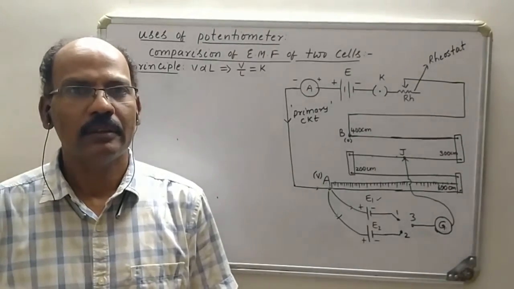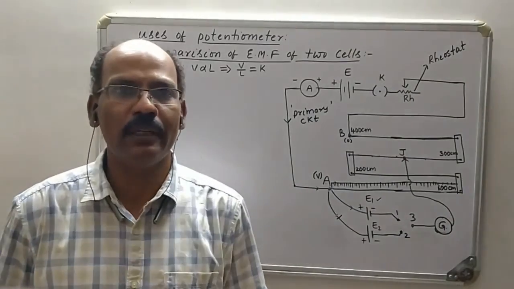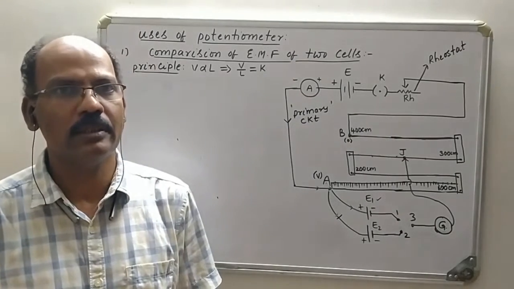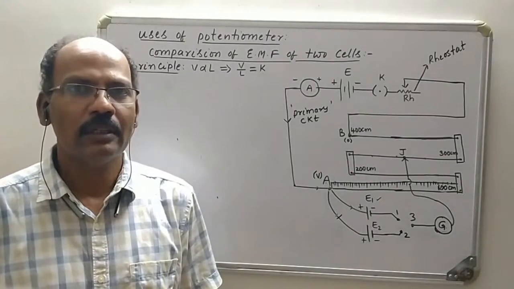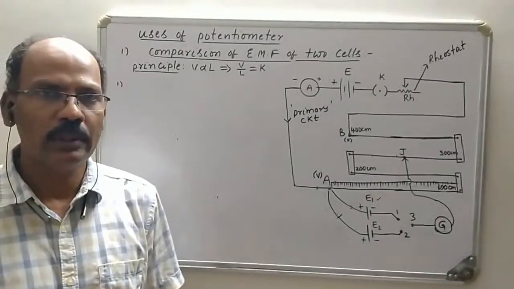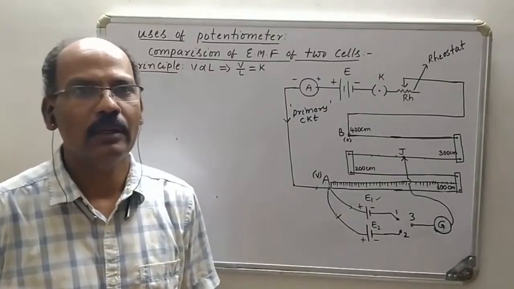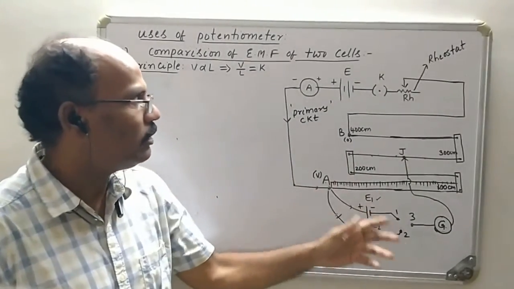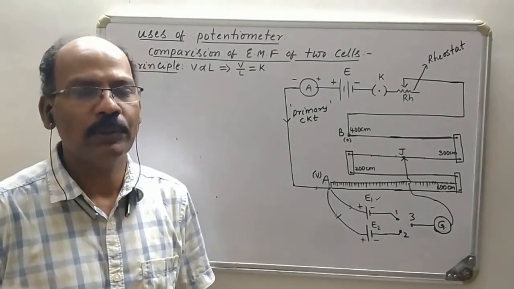Let's discuss the uses of potentiometer. The first use of potentiometer is to compare the electromotive force of the given two cells. The second one is to determine the internal resistance of the given cell. How can we compare the electromotive force of the given two cells? By using the potentiometer principle. So this is the diagram used to explain the comparison of EMF of the given two cells. We know the principle of potentiometer.